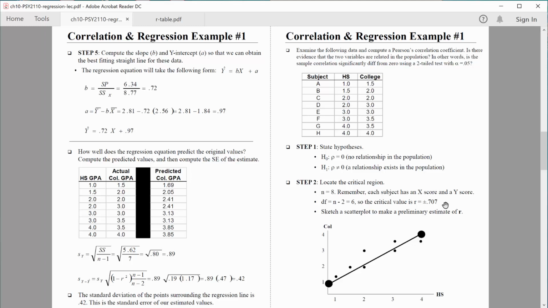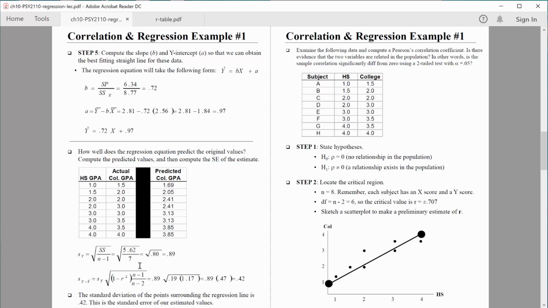The last thing I want to compute is the standard error of the estimate. The standard error of the estimate is essentially the standard deviation, measuring how much these points deviate from that regression line. The more they deviate from that regression line, the less well our regression equation does at predicting college GPAs. So it's a good overall estimate of the overall health of that regression equation. Let's look at the equation and see what we're going to need.